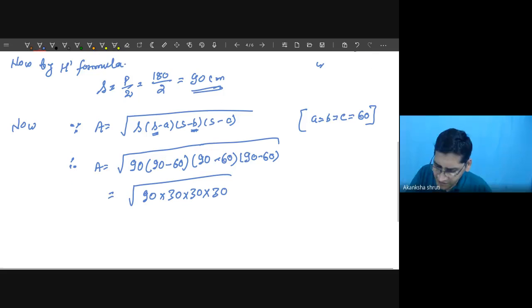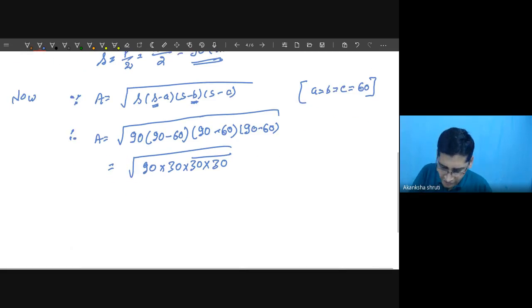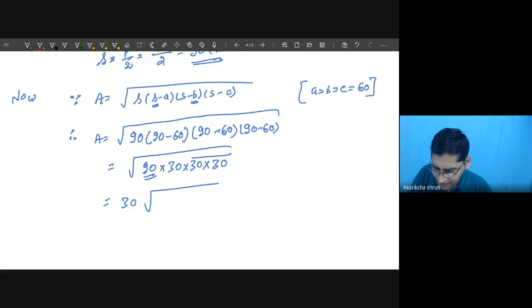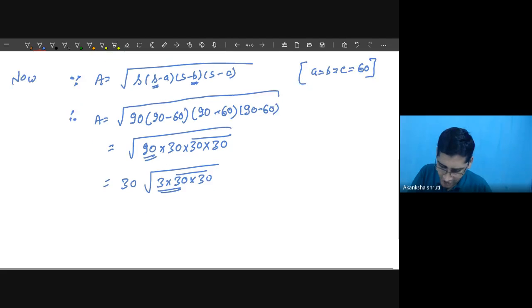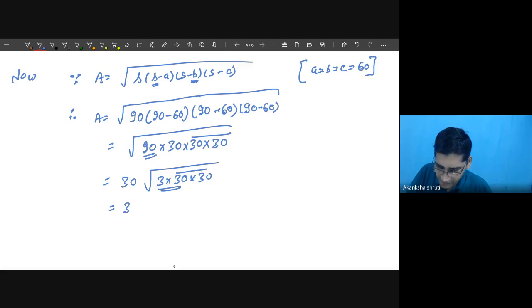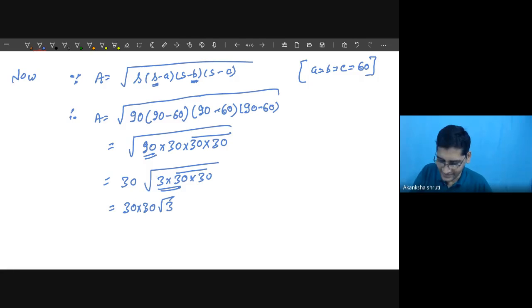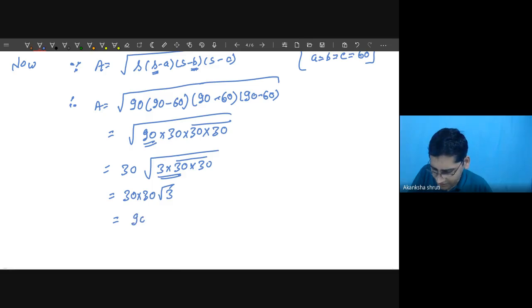Sir, 30, 30, three times. 30 and 30 can be taken out. Now what remains inside? 90 and 30. This 90 is written as 3 into 30, so that this 30 into 30 can also be taken out. So 30 into another 30, into 30 root 3 will remain inside. So 30 into 30 is 900, so 900 root 3.